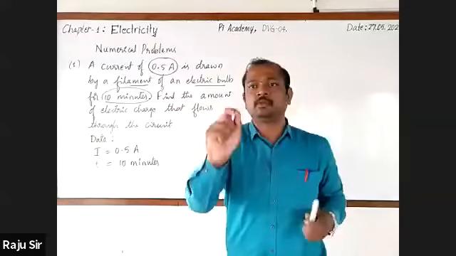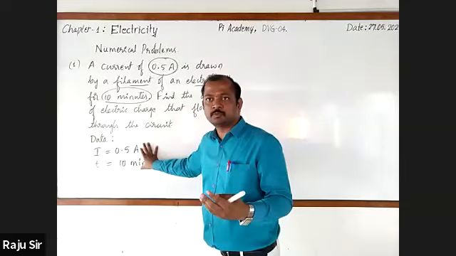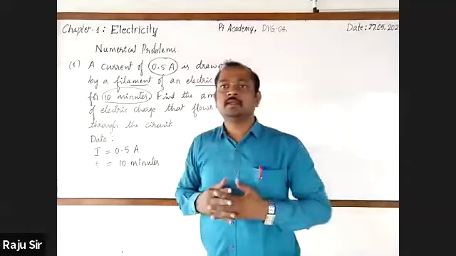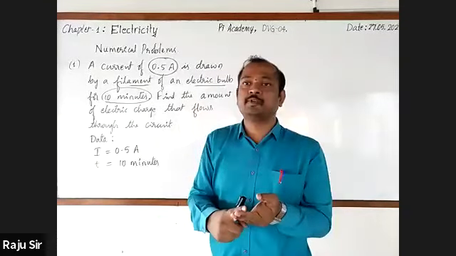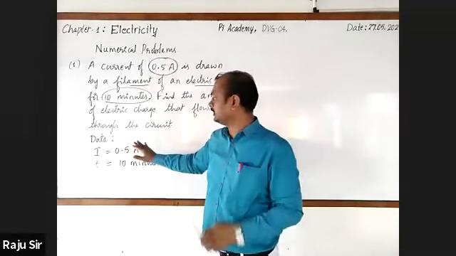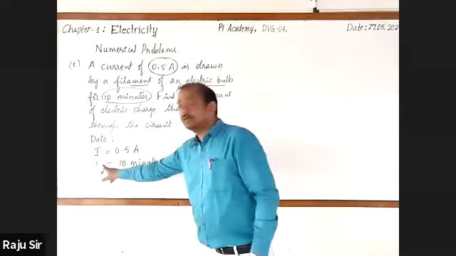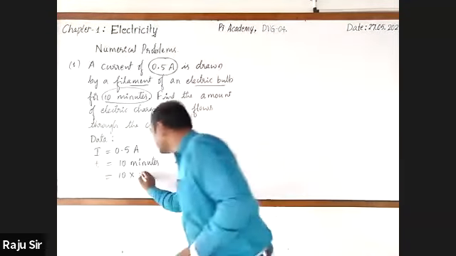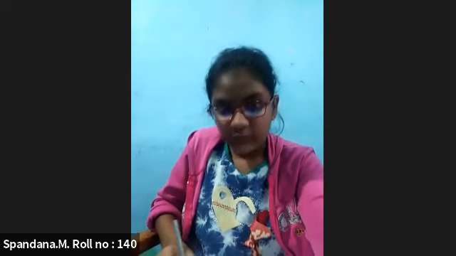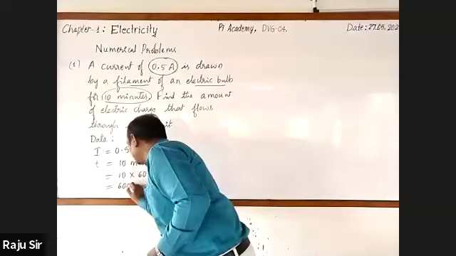Another very important thing to be noticed is that whatever physical quantities we are going to use, their units must be in the same system, either CGS or FPS or SI, that is System of International Units. Usually we follow the System of International Units. Current is in ampere, it is there. But the SI unit of time is seconds. So you must convert to seconds. It is equal to 10 into, we all know that 1 minute is equal to 60 seconds. So it is 10 times 60, which is 600 seconds.